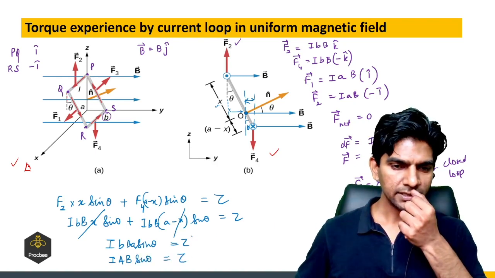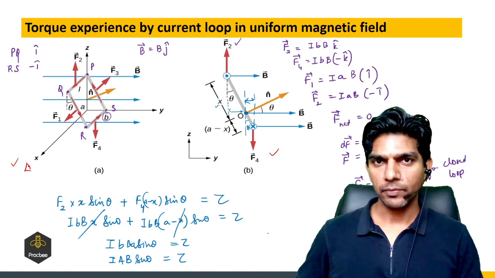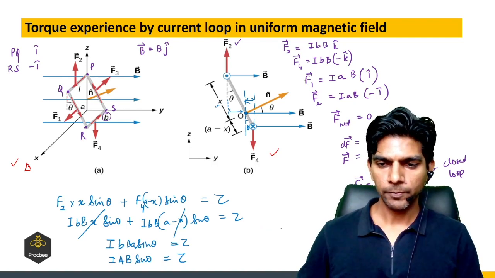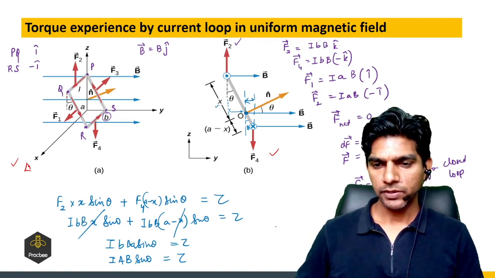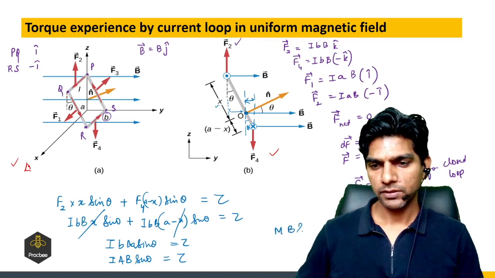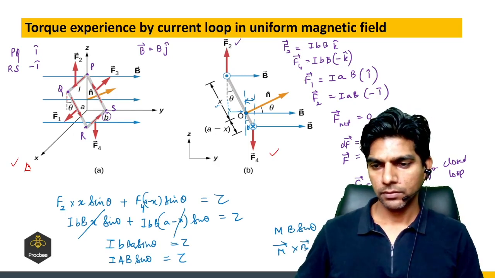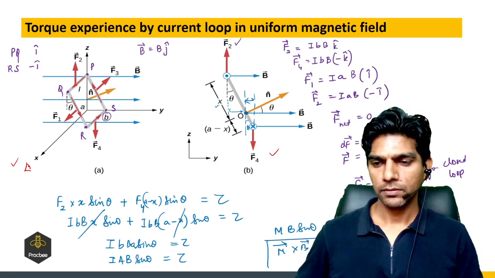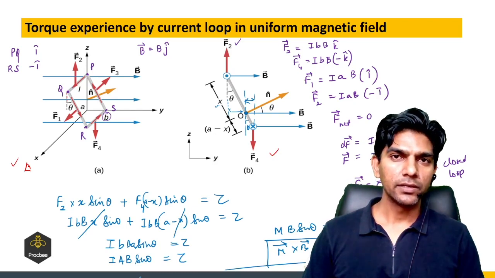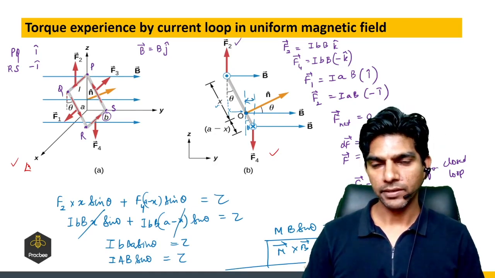And we have already discussed that I times A is nothing but the magnetic dipole moment if we have a single coil or single turn. So we can say m B sine theta is the torque, and this can be written as m cross B. So this is the torque experienced by a current carrying loop placed in a uniform magnetic field.